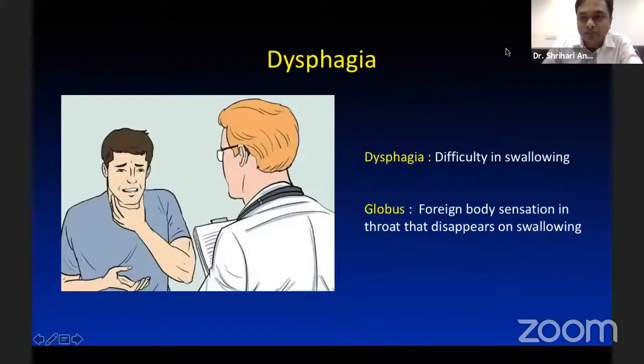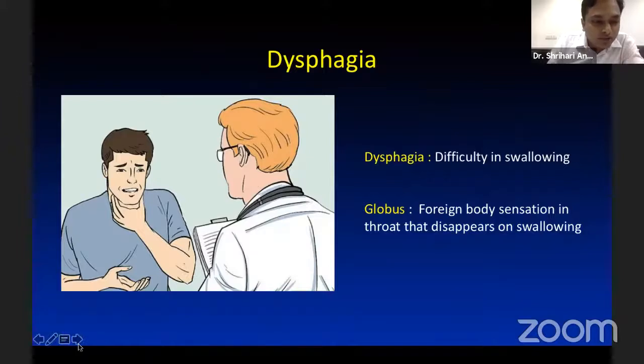Whenever we have a patient with dysphagia, the complaint the patient presents with is that he has some difficulty in swallowing. It has to be differentiated from a globus-like sensation. Globus is something like a foreign body sensation in the throat that disappears on swallowing. So there is a difference when a patient says that there is a foreign body sensation that disappears on swallowing versus a patient who comes to us with a complaint of difficulty in swallowing.